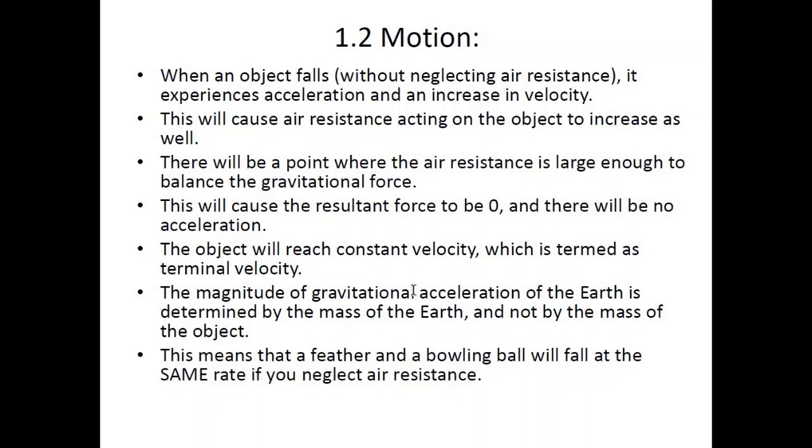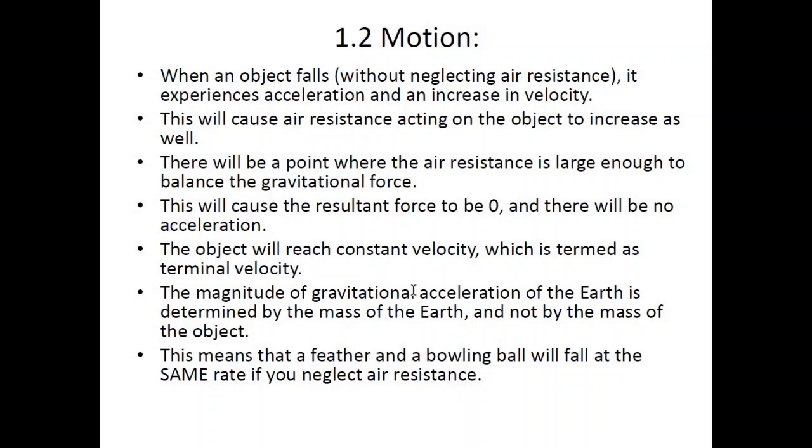When an object falls without neglecting air resistance, it experiences acceleration and an increase in velocity. Like we have established, 9.8 or 10 meters per second increase in speed or velocity. This will cause air resistance to increase as well. There will be a point when the air resistance and the acceleration downward would become equal, or the weight of an object and the air resistance would become equal.